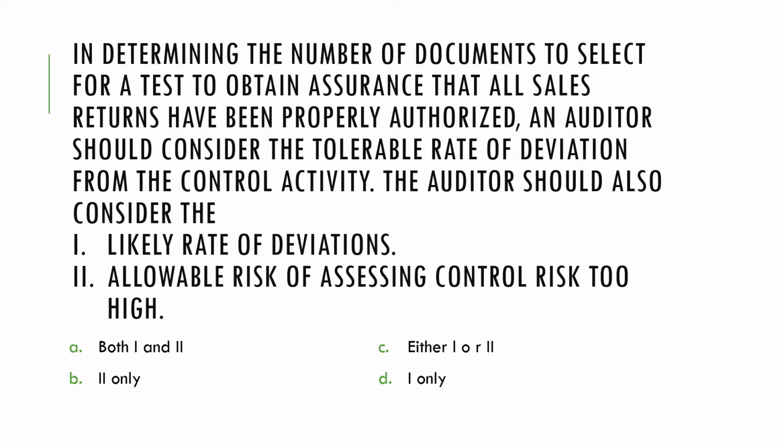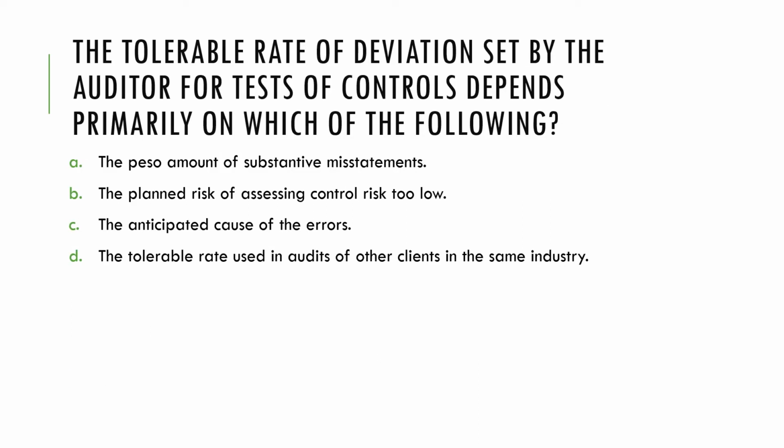So I'm afraid it's going to be a yes to number one, but a no to number two, because we are concerned with ARO, not the type 1 risk. And so, therefore, the answer to this one is D. We get to consider the tolerable rate and the likely rate of deviations, because the other consideration we need to make is on the acceptable risk of over reliance, not under reliance. So let's move on to the next question.